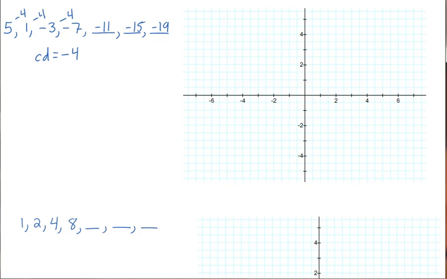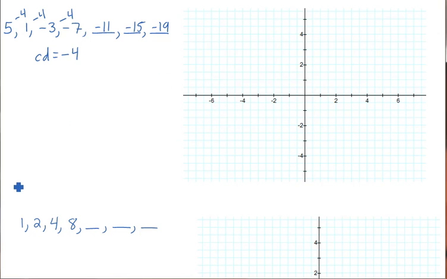Is this an arithmetic sequence? Absolutely, because it has a constant difference. If there is a constant difference, it's arithmetic. That's all there is to it. Next question, is this sequence demonstrative of direct variation?